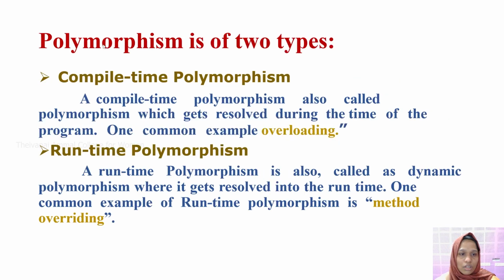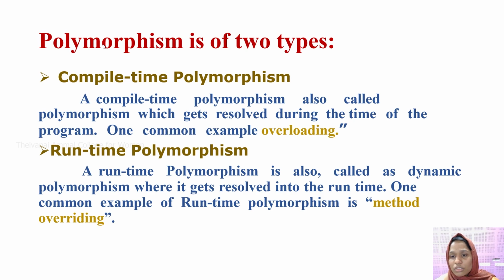We move towards polymorphism types. There are two types in polymorphism. One is compile time polymorphism and the other is runtime polymorphism. Compile time polymorphism is polymorphism which gets resolved during the compilation of the program. One common example is method overloading. Okay, and then we move towards the second type, runtime polymorphism. Runtime polymorphism is also called dynamic polymorphism, where it gets resolved at runtime. One common example of runtime polymorphism is method overriding. These are the types in polymorphism.